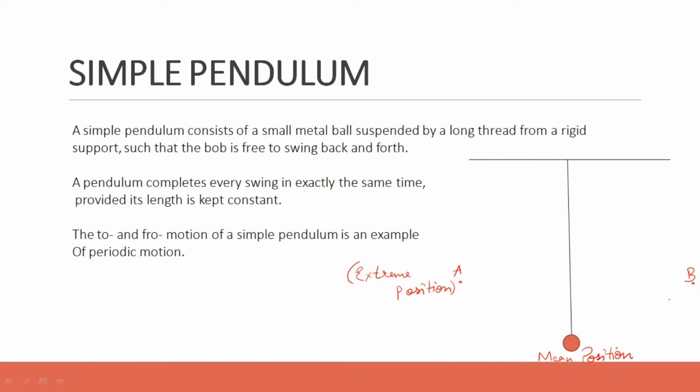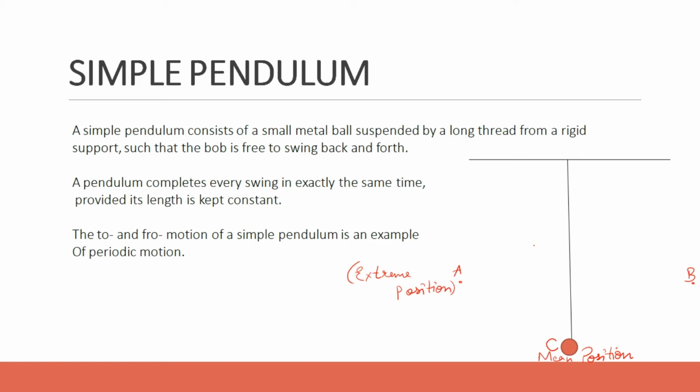Now let us see the motion of this bob. So you can see it is starting from A going to B and then it is coming back to A, right? Let me write the mean position as C. Again it is moving from A to C and then to B and again back to C, right?